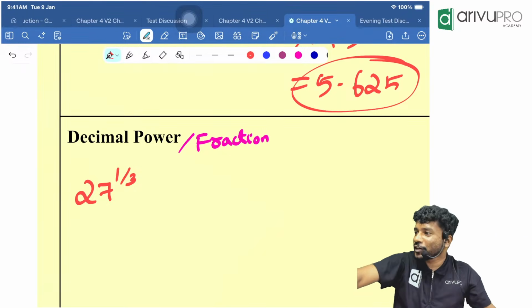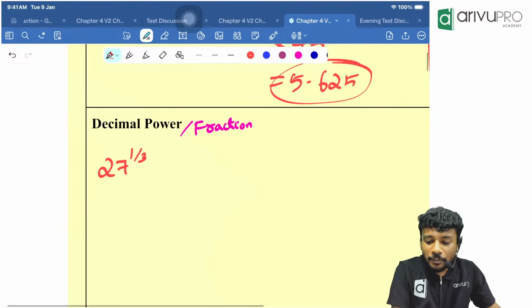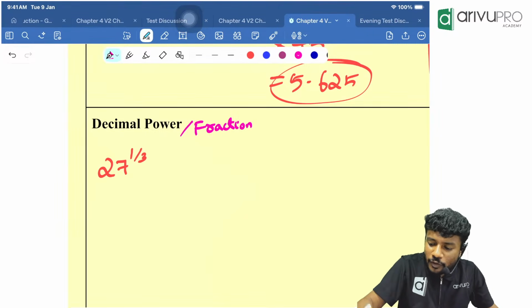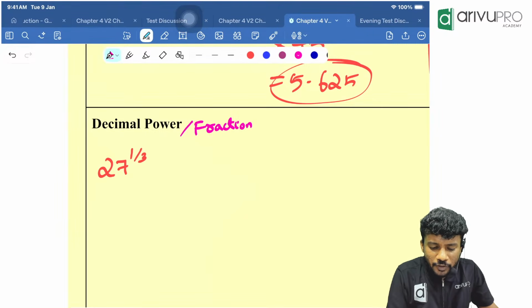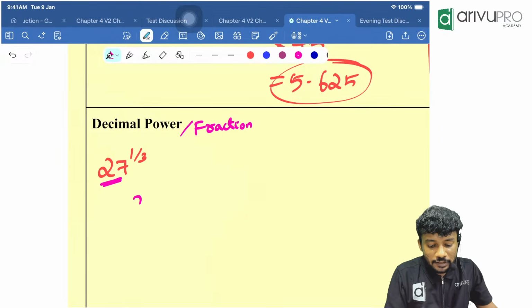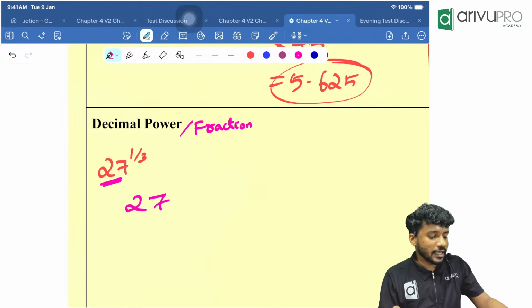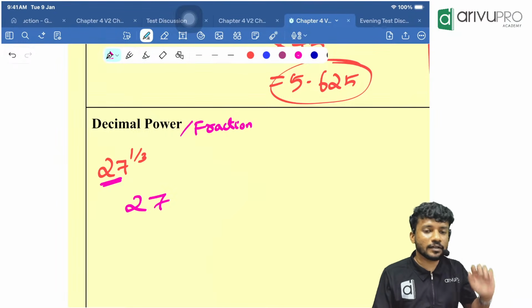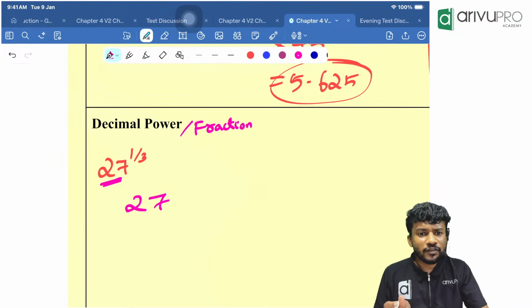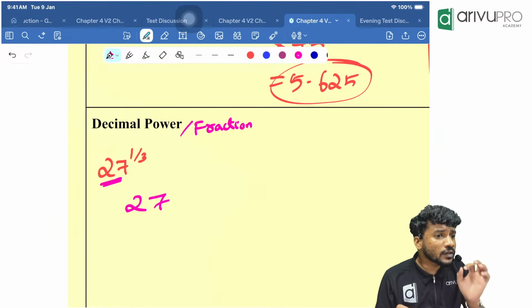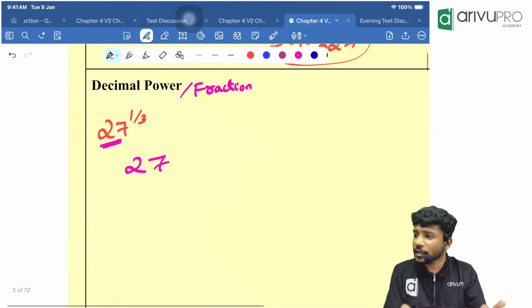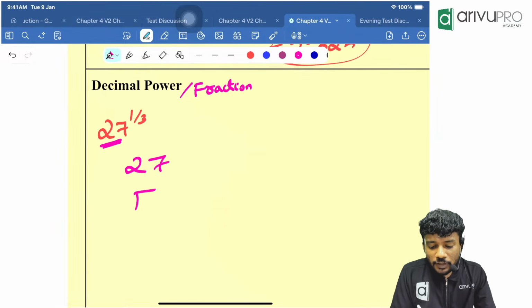First you are going to type the base number. What is the base number over here? 27. Everyone type that base number on your calculator. Then we are going to follow a certain procedure. After typing the base number, I am going to click root 12 times.